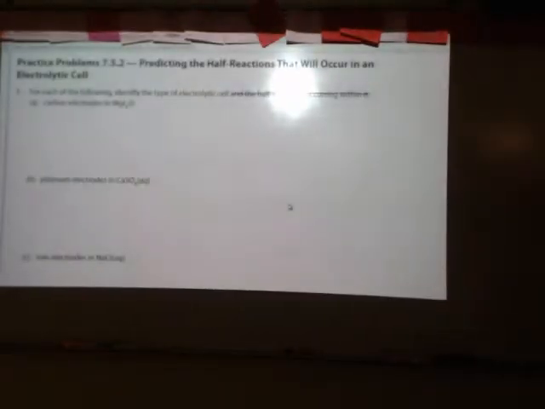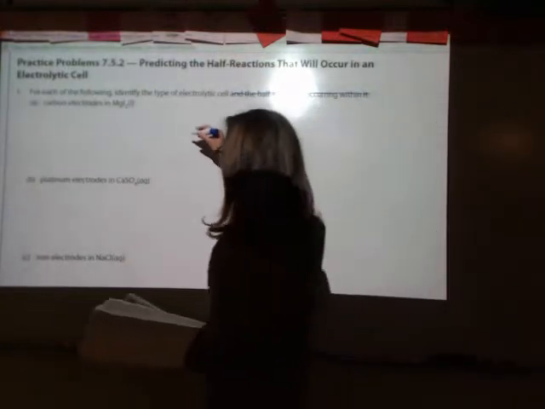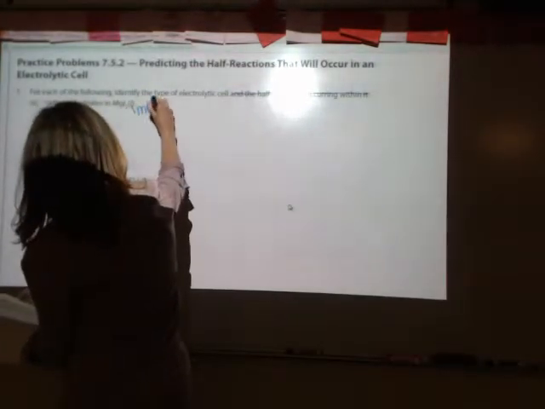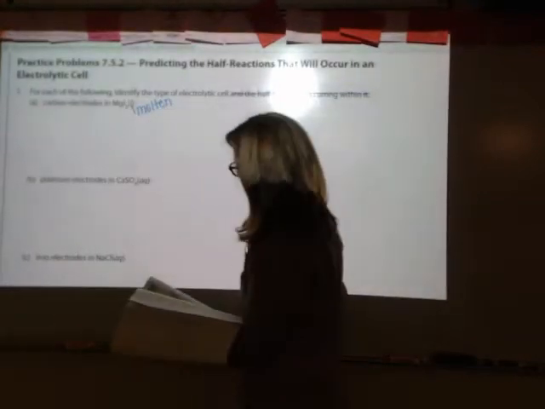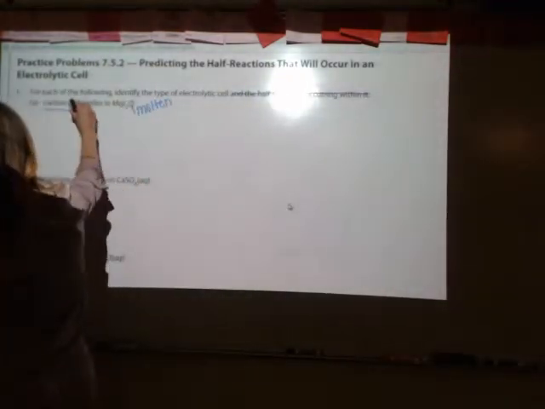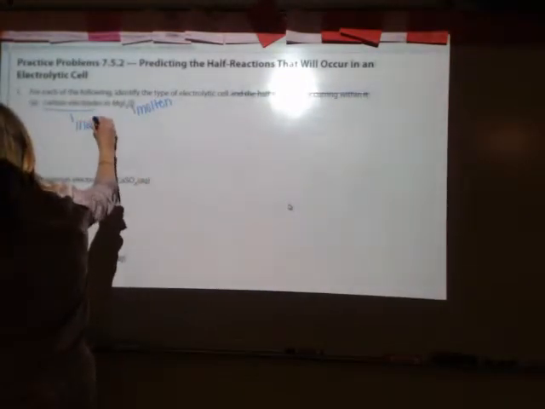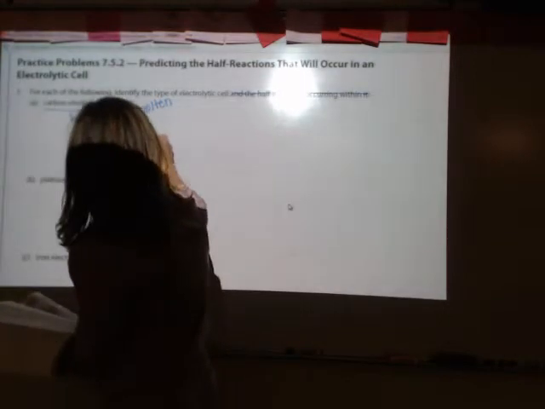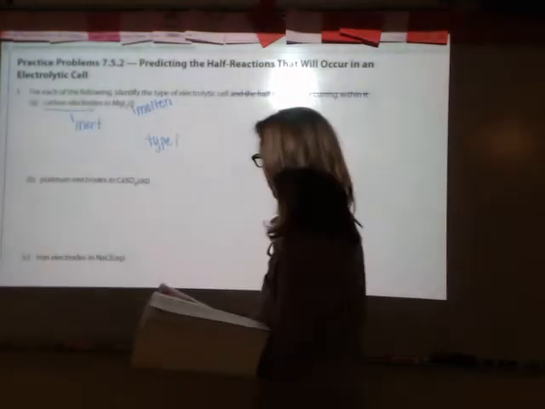So if we're looking at A and we have carbon electrodes in magnesium iodide. Since this says it's liquid, this means it's molten. Are carbon electrodes inert? Yes. So what type would this be? Type 1.